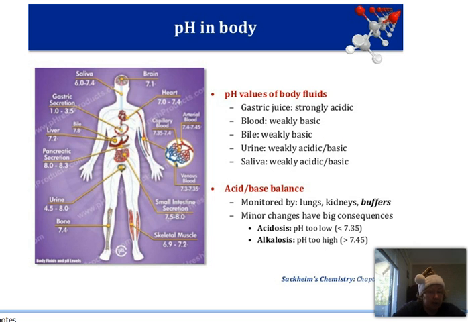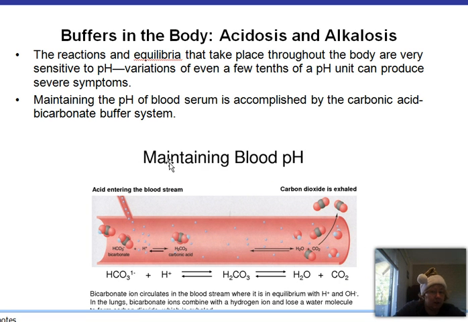Again, more pHs in the human body, and here's the pH of your blood, between 7.35 and 7.45. More buffers in the body. The reactions and equilibria that take place throughout the body are very sensitive to pH variations. Maintaining the pH of blood serum is accomplished by the carbonic acid bicarbonate buffer system. This thing is key to keeping you alive.